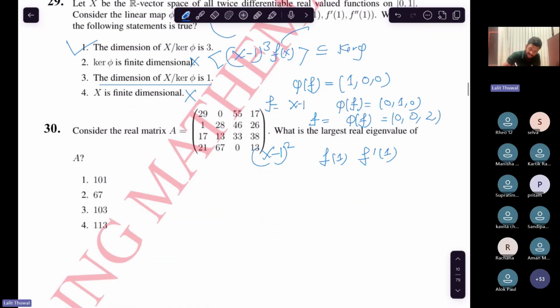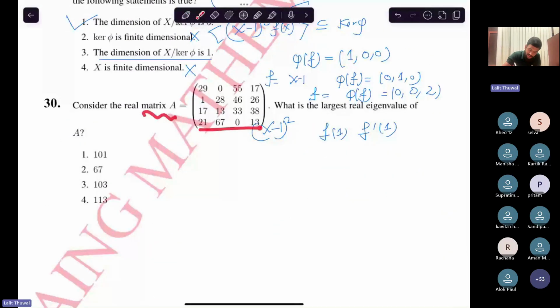Consider the matrix. It asks about the largest eigenvalue of A. I'm not going to do the calculations. Just let me know whether 101 is the sum of all row sums or column sums. Can you check that? Row sum, right? So it means 101 is an eigenvalue. That means this option is wrong.